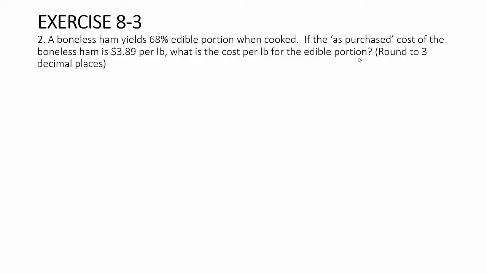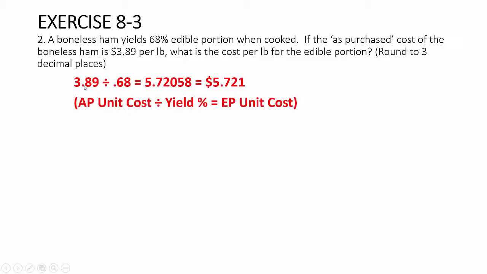And if you remember your formula, to do that, we need to take the AP unit cost and divide it by the yield percent. Our AP unit cost of $3.89 divided by the yield percent of 68%, rounded off to 3 decimal places, is $5.721. Again, a big difference between the EP unit cost and the AP unit cost. But then again, there's 32% of what we bought that we no longer have to sell to our customer, so the EP unit cost takes that loss into consideration and will allow us to set a much more realistic selling price.